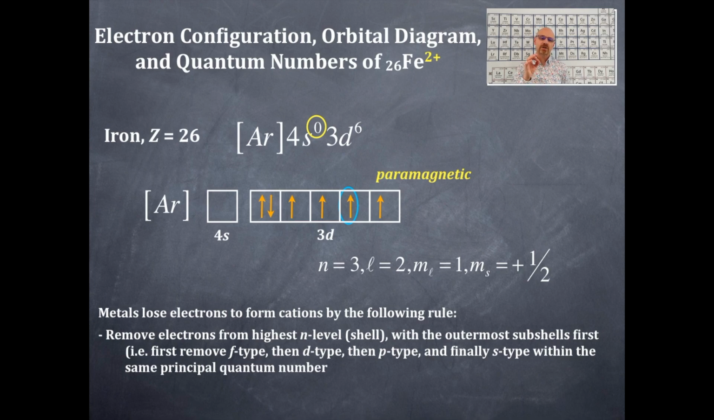Hopefully you understand that to form ions, to form cations, metals lose electrons, and you're going to be removing the outermost electrons with the largest principal quantum number first. That's key. That's why we didn't remove 2 of the electrons from the 3d, because there's a 4s. The 4 is higher in principal quantum number than the 3.